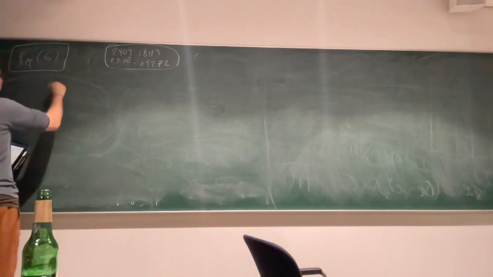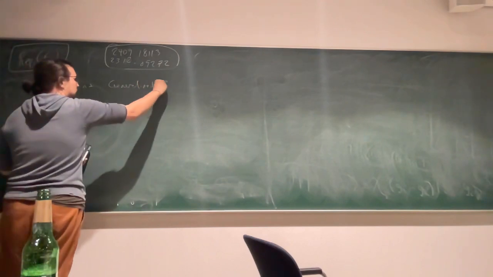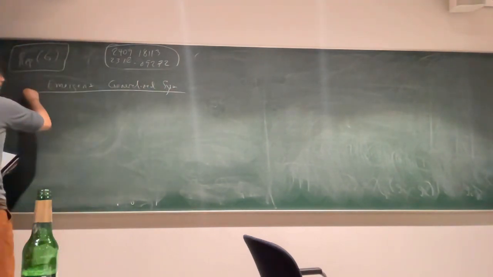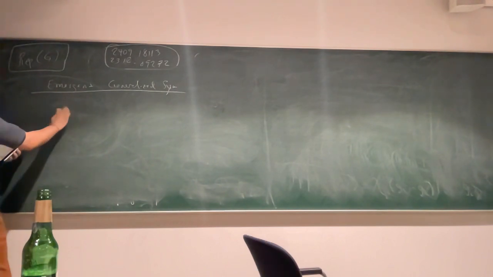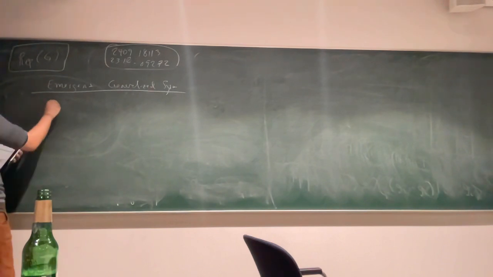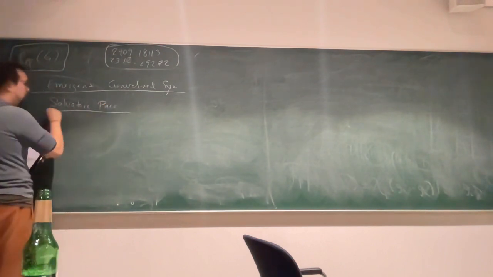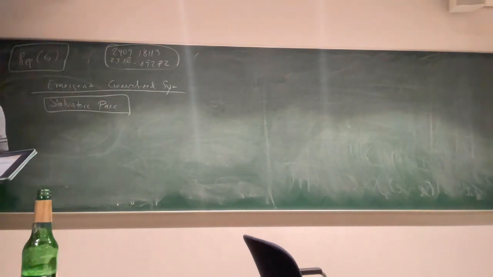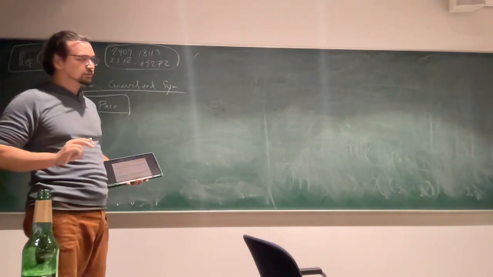So I wanted to mention a couple of examples of emergent generalized symmetries. The main reference here is a paper by Salvatore Pace. It's a single-author paper where he wrote about emergent generalized symmetries in ordered phases. So the idea is basically this. Imagine that you have an Ising model, let's say a classical Ising model in 2D.